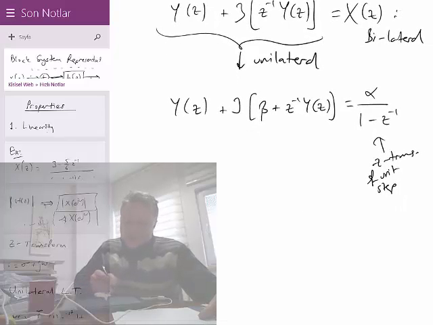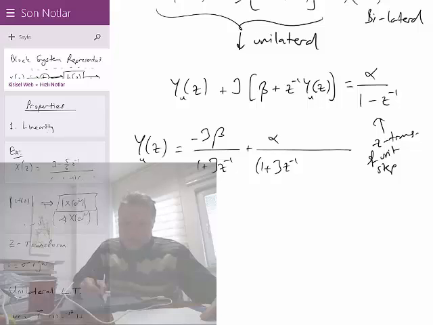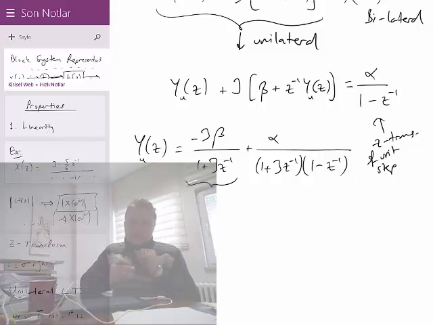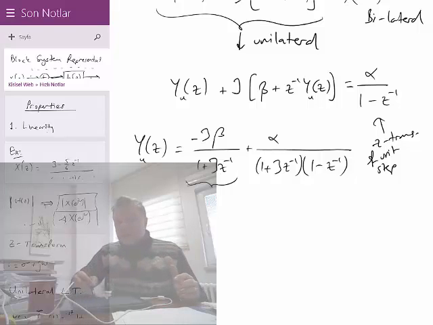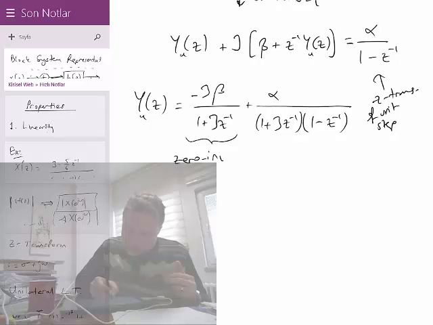Now with these things we can solve for y of z. By the way, this is unilateral, so let me put it like this. The y unilateral z is equal to 3 times beta over, there's a minus sign, over 1 plus 3z inverse plus alpha over 1 plus 3z inverse in parentheses times 1 minus z inverse. Now this part that we have is the output without inducing any input. So that's a zero input response, which is the homogeneous part.